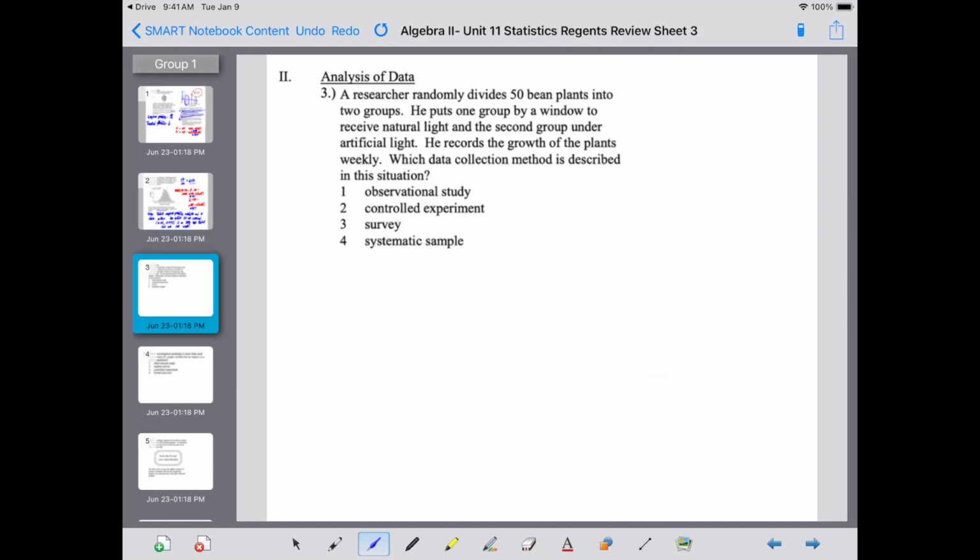Okay? A researcher randomly divides 50 bean plants into two groups. He puts one group by a window to receive natural light, the second under artificial light. He records the growth of plants weekly. Which data collection method is described in this situation? Since you have two groups, one is a control group, one is an experimental group, that is a controlled experiment. Usually if you have a scientist or a scientific researcher, then that would be a controlled experiment. But yeah, if you have two groups, one is a control group, one is an experimental group, and you're looking for a cause and effect, that's a controlled experiment.